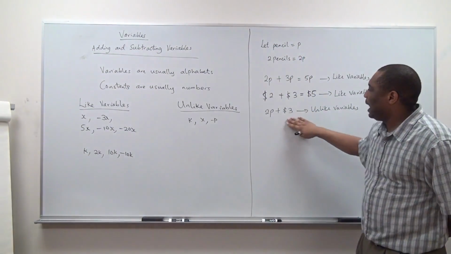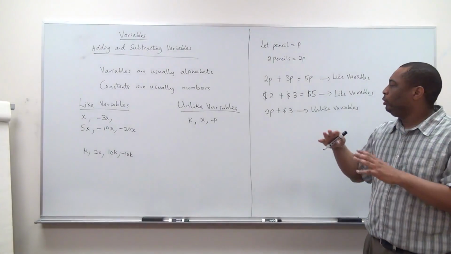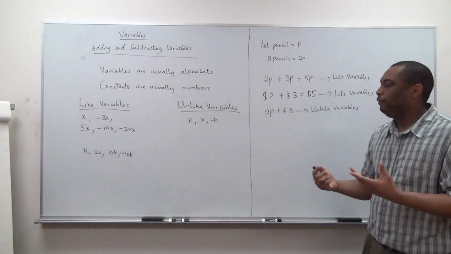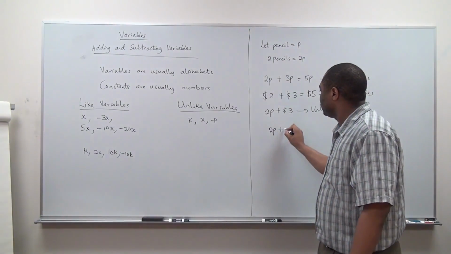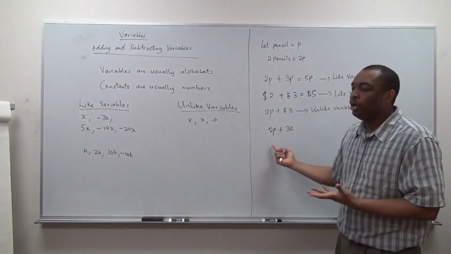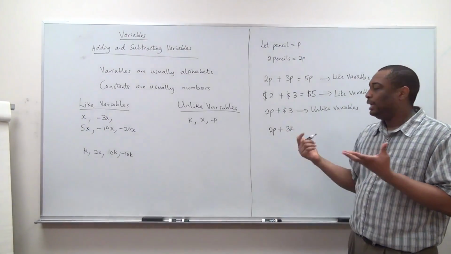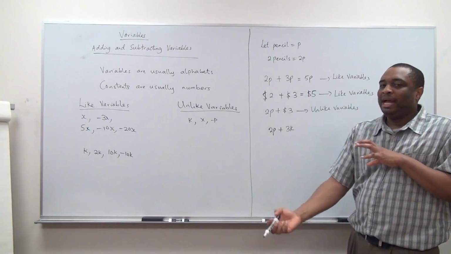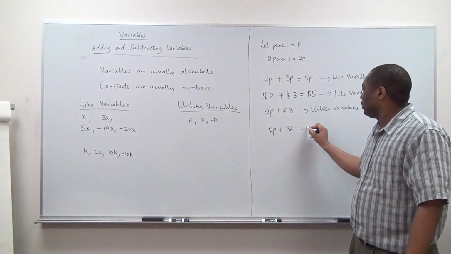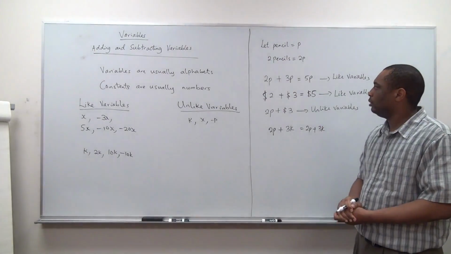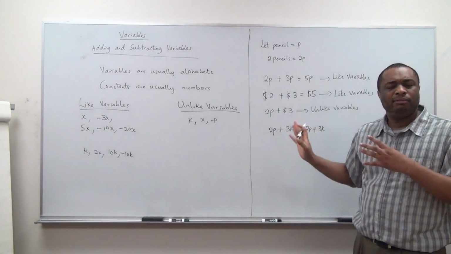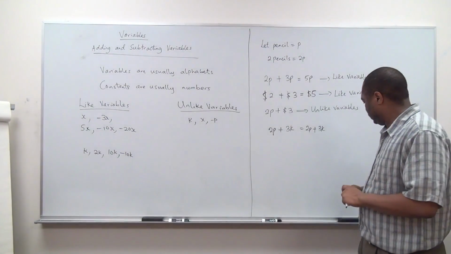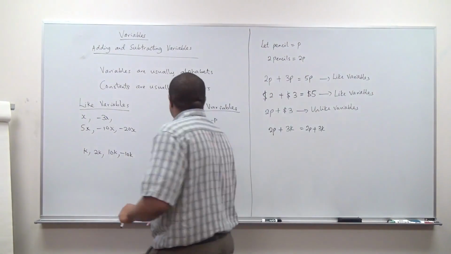But when you have unlike variables, you cannot do anything because they are not the same. If you have something like 2p plus 3k, you don't know what p is, you don't know what k is. Let's say that p is pencil, let's say that k is key. You cannot add pencil and key. So this will give you 2p plus 3k. So this is like an overview of like and unlike variables. We are going to do some more examples.